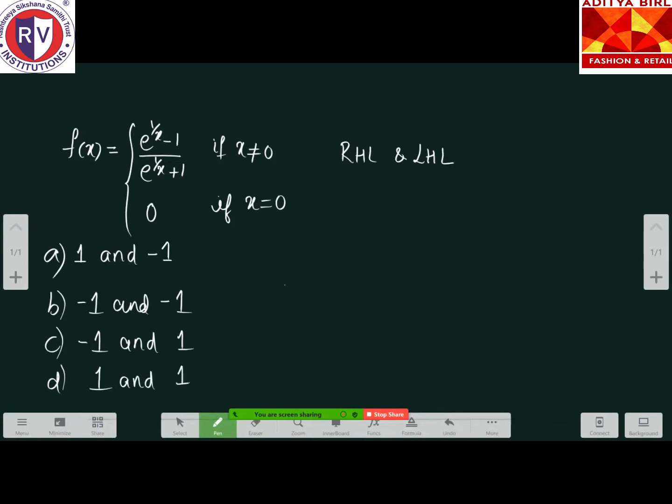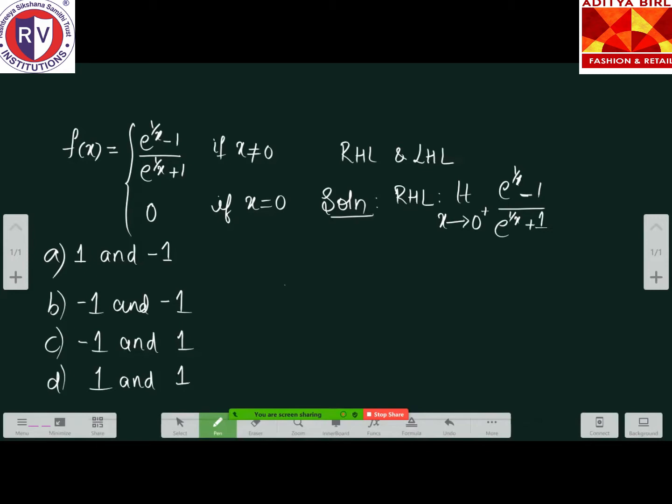Okay. So, since it is asked in the order RHL and LHL, we will first find out the RHL, that is the right hand limit. That is limit as x tends to 0 plus. So limit as x tends to 0 plus e to the power of 1 by x minus 1 divided by e to the power of 1 by x plus 1.